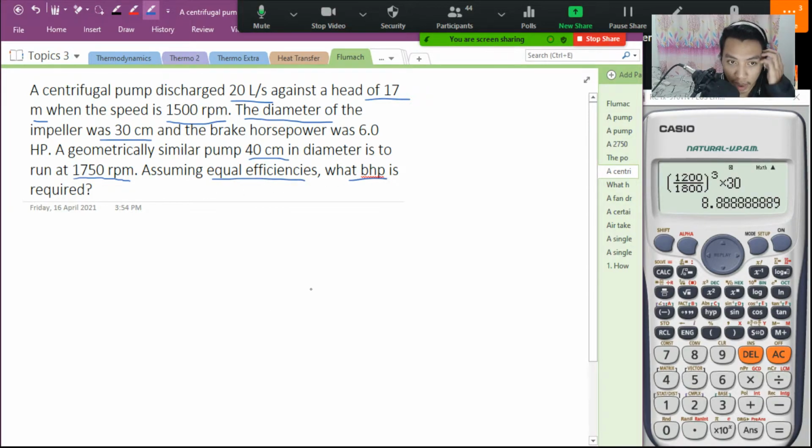So, sir, hindi naman sinabing equal ang diameter or equal ang speeds. So, nagbago yung speed mo eh. Okay? Meron ka ibang speed dito, ibang speed dito. Meron kang ibang diameter, ibang diameter. So, punta ulit tayo ng affinity laws. Q, H, P. Anong hinahanap niya? Brake horsepower.